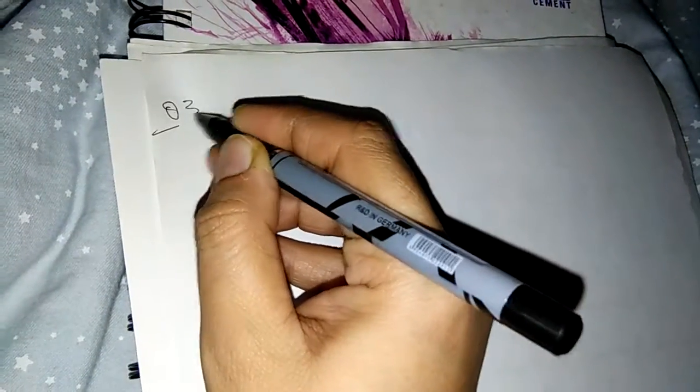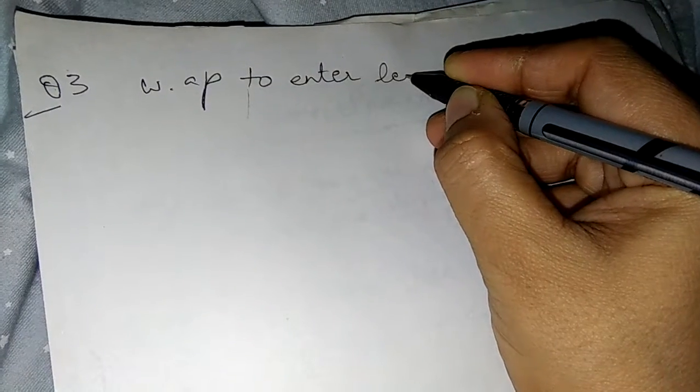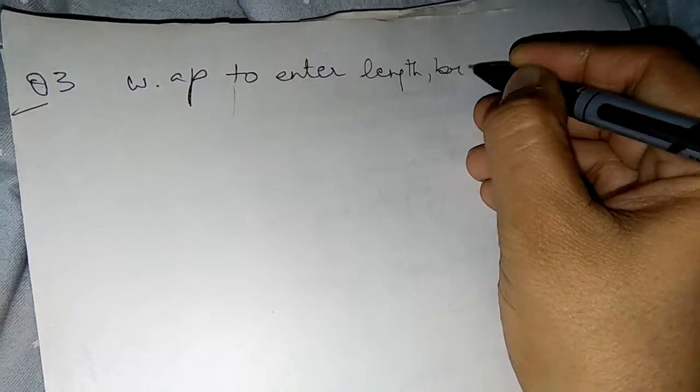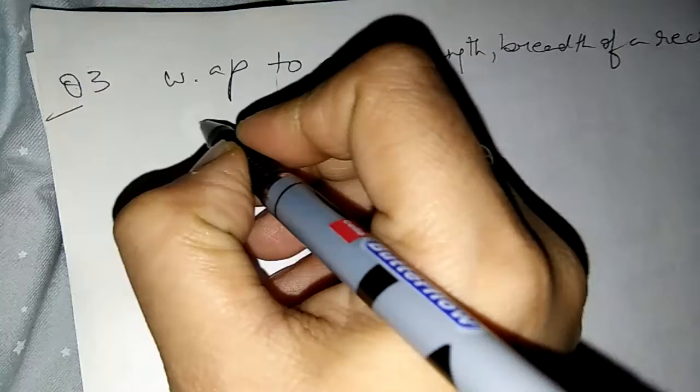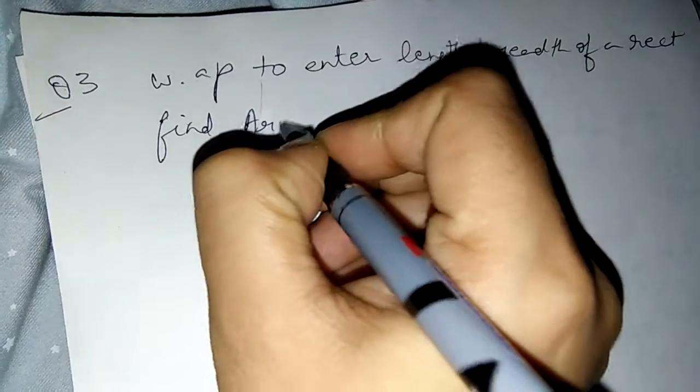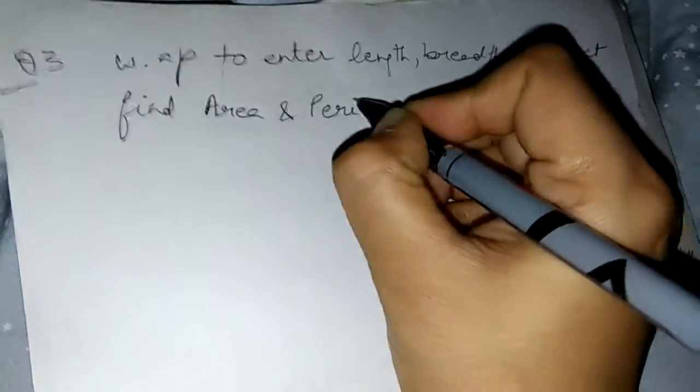Now I am continuing with the other program: write a program to enter length and breadth of a rectangle and find area and perimeter.